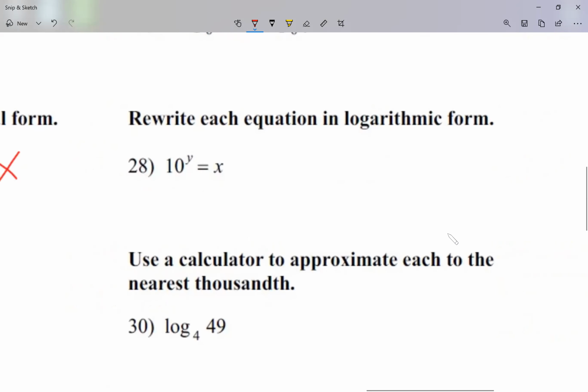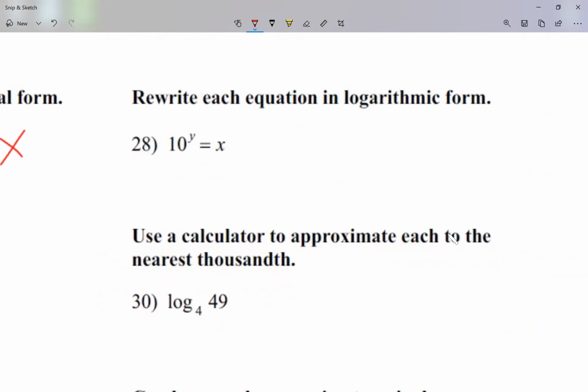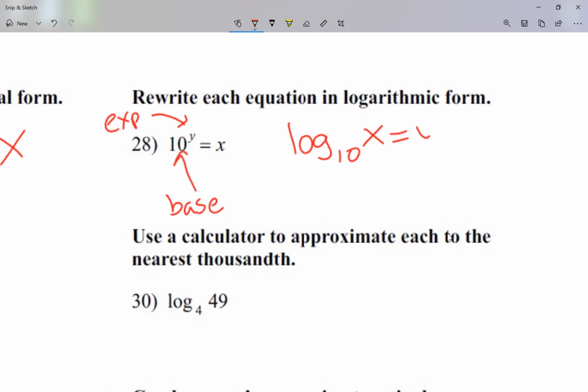We're going to go backwards from exponential to logarithm form. So rewrite each equation in logarithm form. I know this is the base, and I know this is my exponent. For logs, the thing after the equal sign, the thing that is by itself is the exponent. So let me write to begin with, log base 10 of x is equal to y.